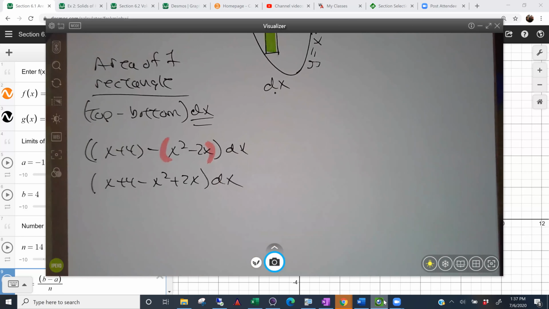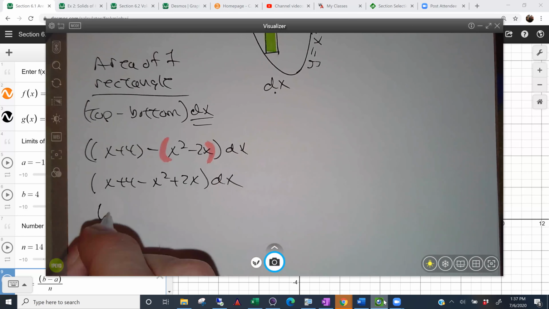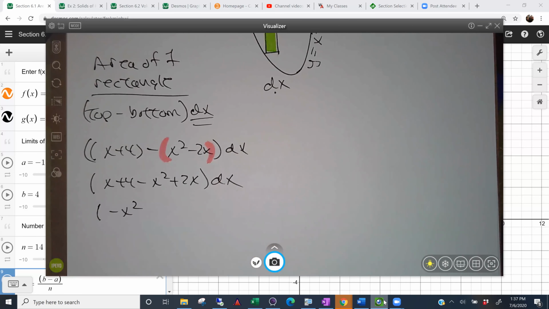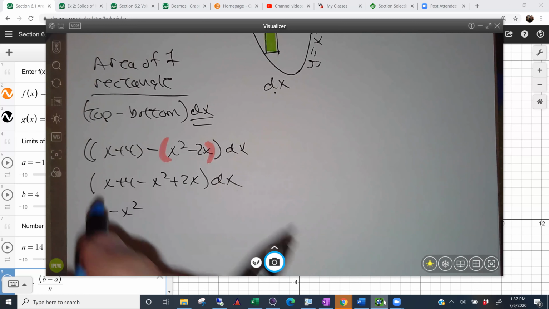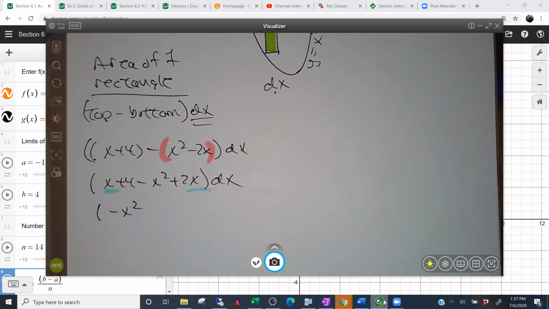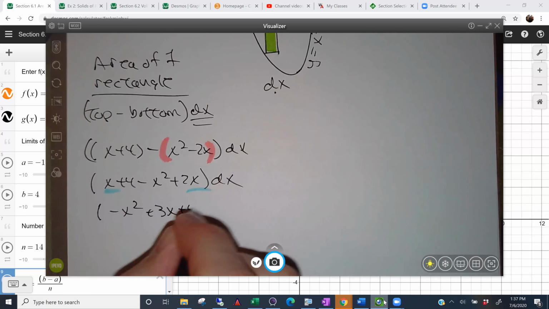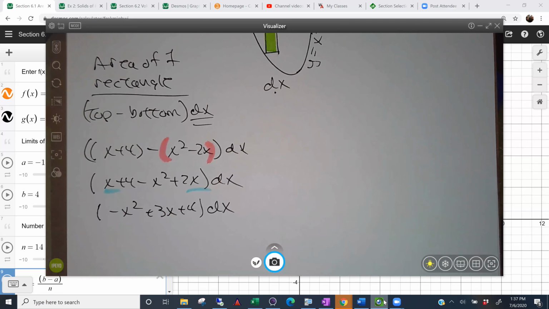If you distribute that negative and then collect like terms, that becomes negative x squared. And then we've got like terms here and here. So let's combine the like terms. Plus 3x plus 4 times dx. Okay, that's fine.